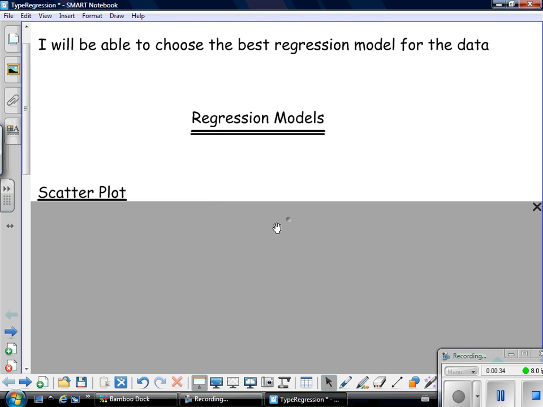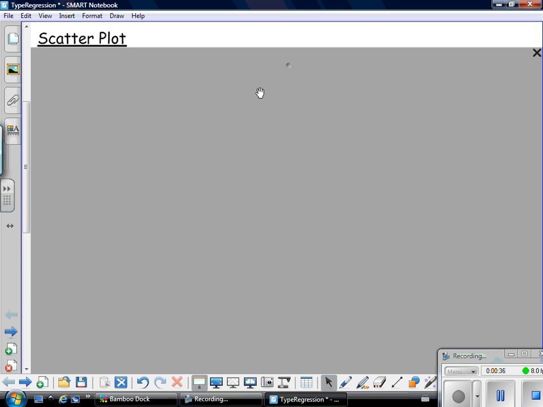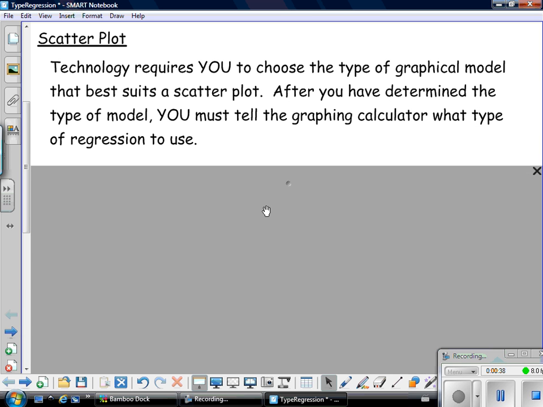So what we're looking at is regression models and the scatter plot. First of all, technology requires you to choose the type of graphical model that best suits a scatter plot. Your graphing calculator will do whatever you tell it to do, okay? But it doesn't think. That's something you have to do. So after you determine the type of model, out of the three we've been talking about, you then must tell the graphing calculator what type of regression to use. So you're going to have to determine that.